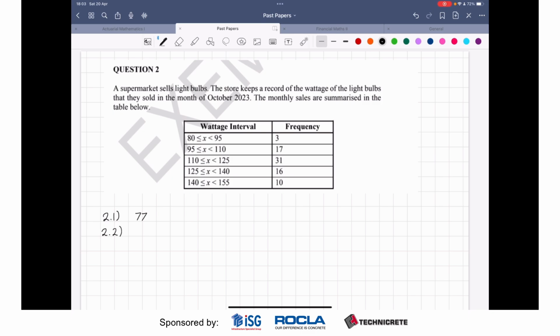Then 2.2. We're asked what the modal class of the data above is. So the modal class means the one with the highest frequency, or the most occurring number of sales in this case. And that happens here where the frequency is 31. So the modal class is X between 110 and 125 watts.